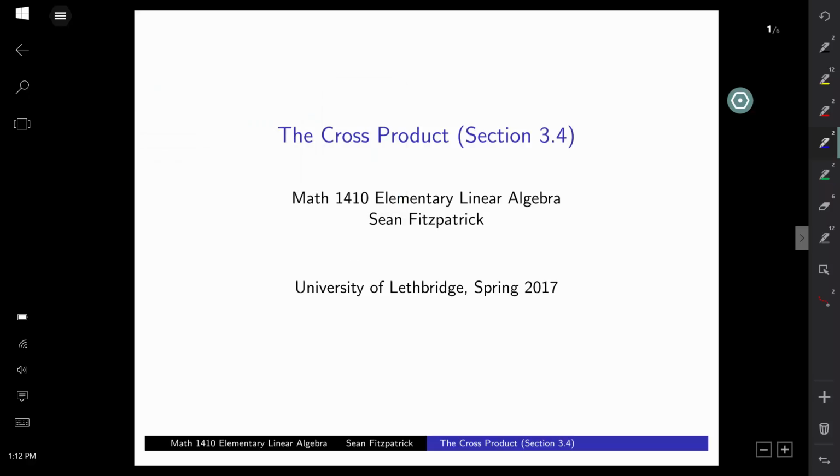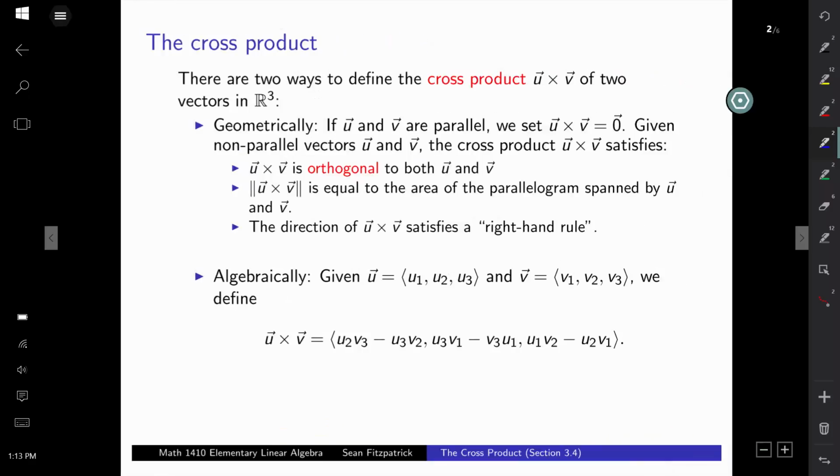Okay, so in this next screencast video for Math 1410, we're going to introduce the cross product. This is from section 3.4 in the textbook. This will be the first of two videos going over material on the cross product. We'll see next week that the cross product is going to be necessary for coming up with equations of planes in a lot of situations.